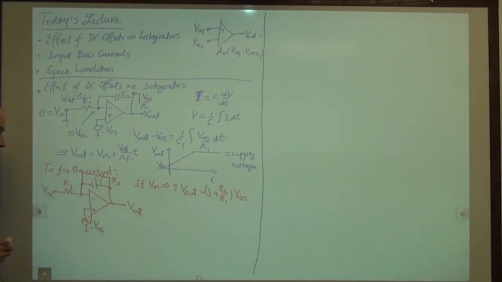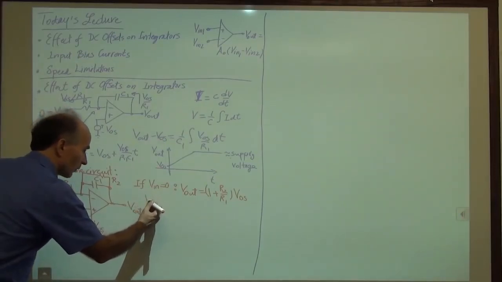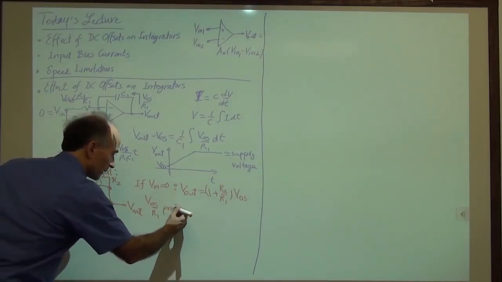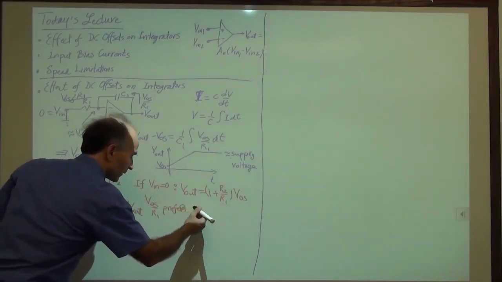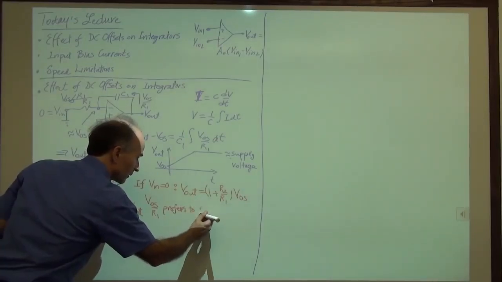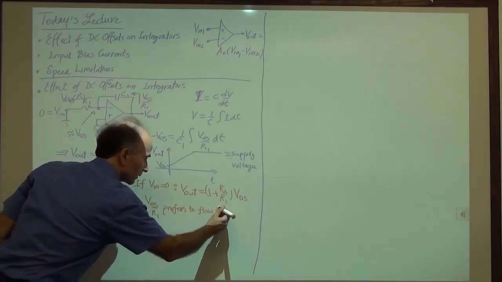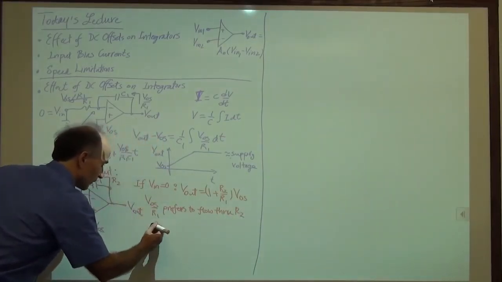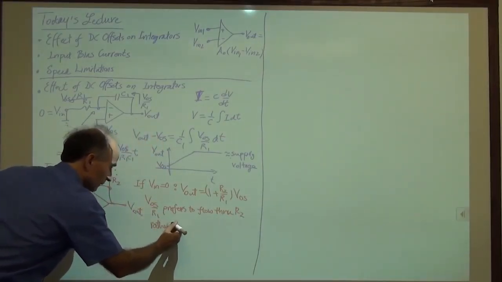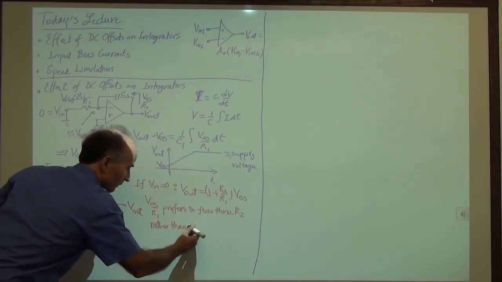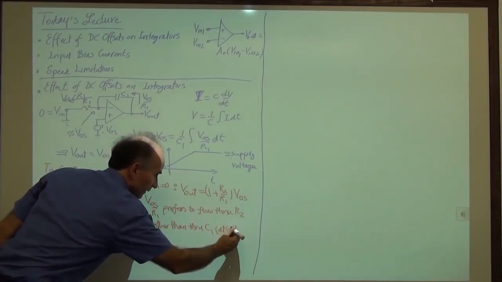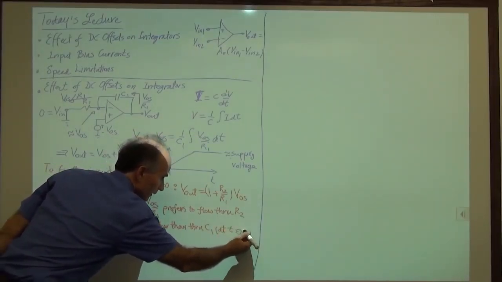All right, but what's important to remember is that VOS over R1 prefers to flow through R2 rather than through C1 at t equals infinity.